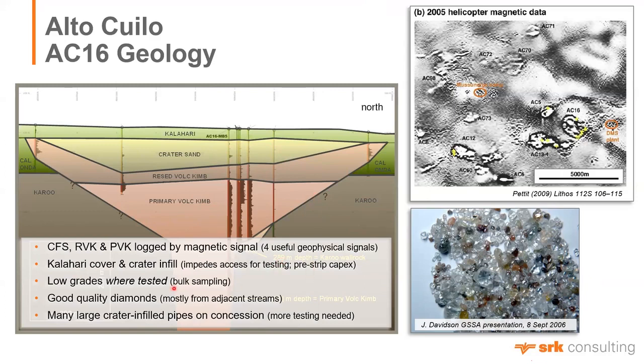Out of AC16, there were low grades where we tested. And the tests were basically on the edge of the kimberlite system over there. You can see there is AC16 in this magnetic image on the right-hand side, and it outcrops in the river valley over there, and that's where we tested it. Where we did test it, there were good quality diamonds. You can see the picture of the diamonds over there. So potentially if the grade and other parameters could be improved, we would still be operating at Alto Cuilo, but we are not.